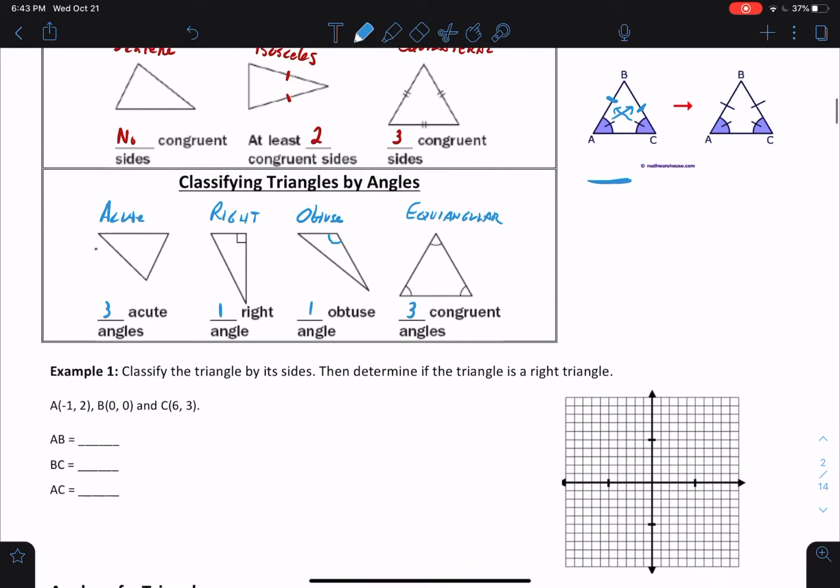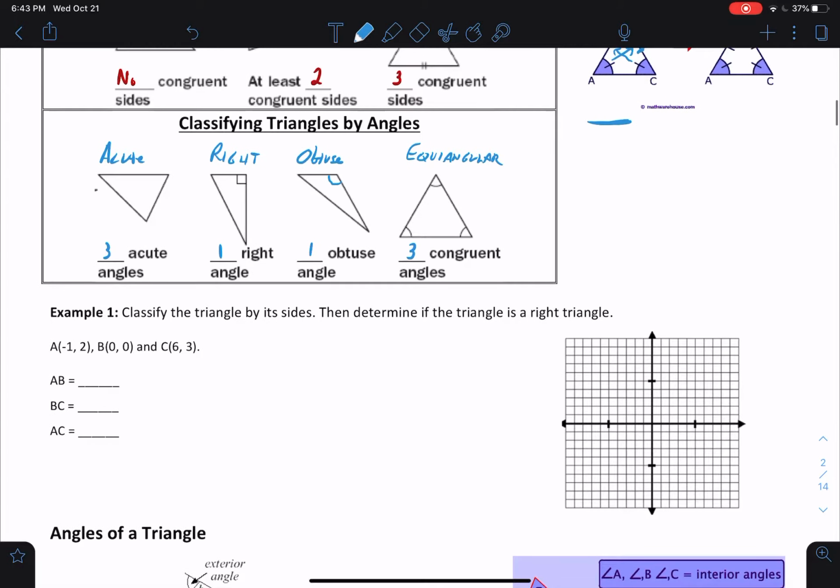In example 1, let's classify the triangle by its sides. Then determine if the triangle is a right triangle. What we need to do is plot these points. (-1, 2) is A, (0, 0) is B, and C is at (6, 3). So I'm going to connect these.